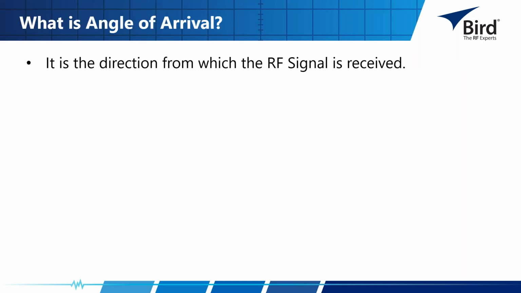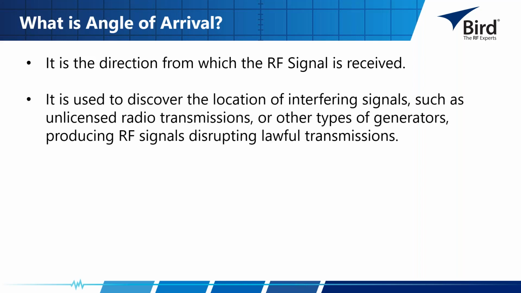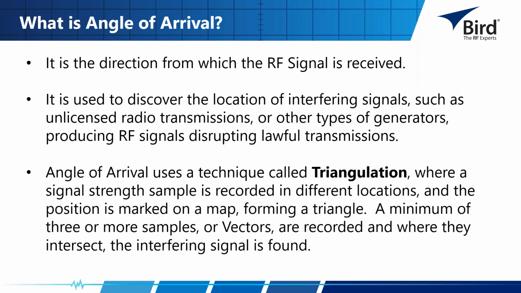What is angle of arrival? It is the direction from which the RF signal is received. It is used to discover the location of interfering signals, such as unlicensed radio transmissions or other types of generators producing RF signals disrupting lawful transmissions.